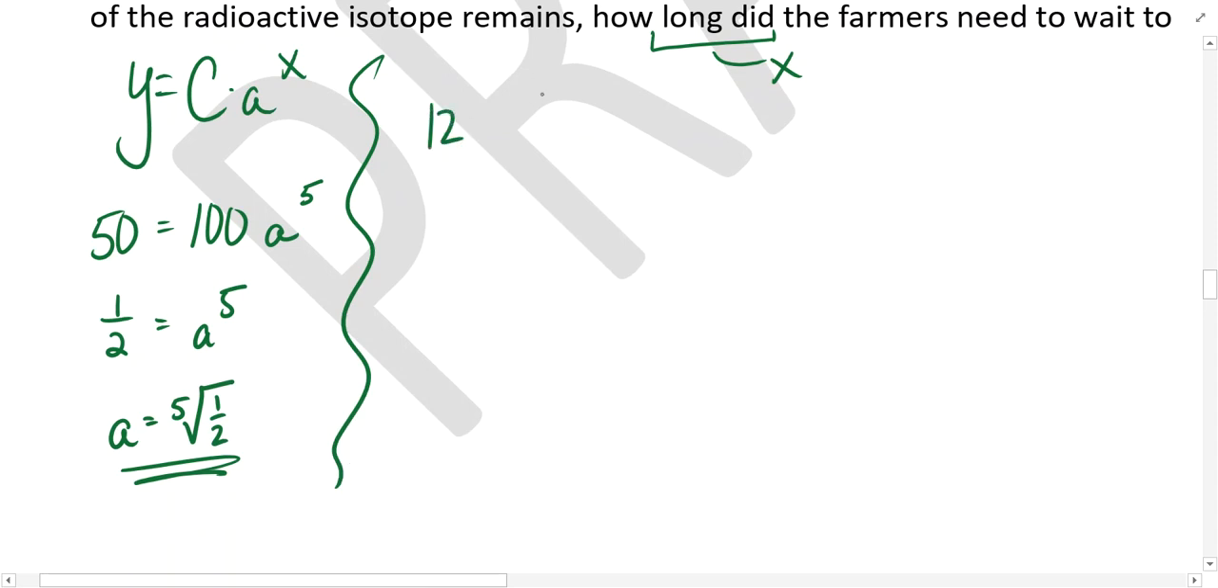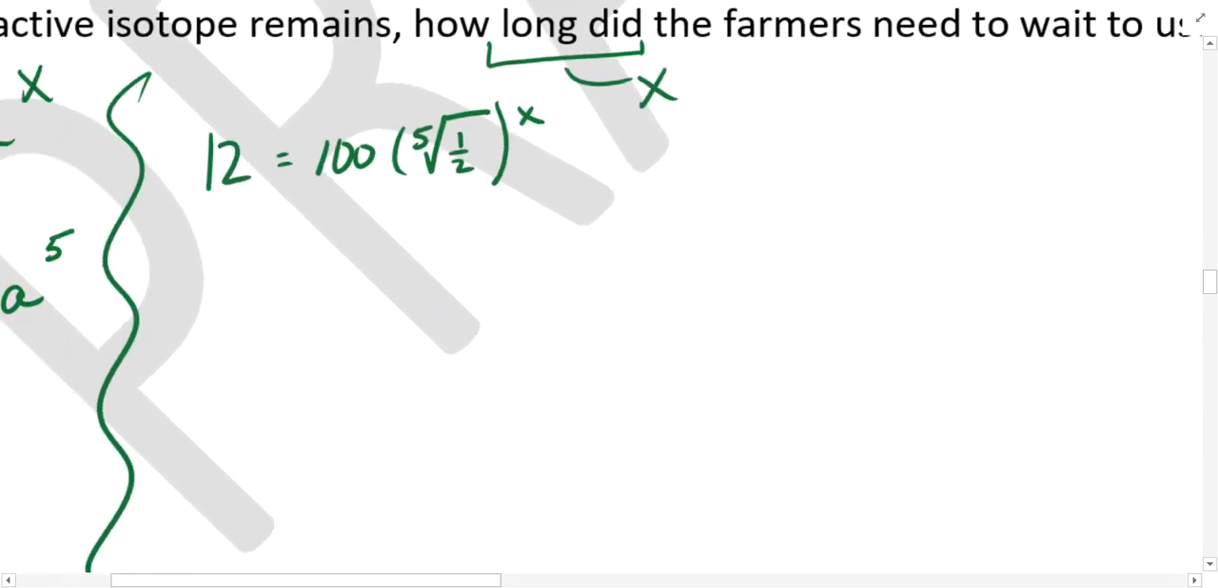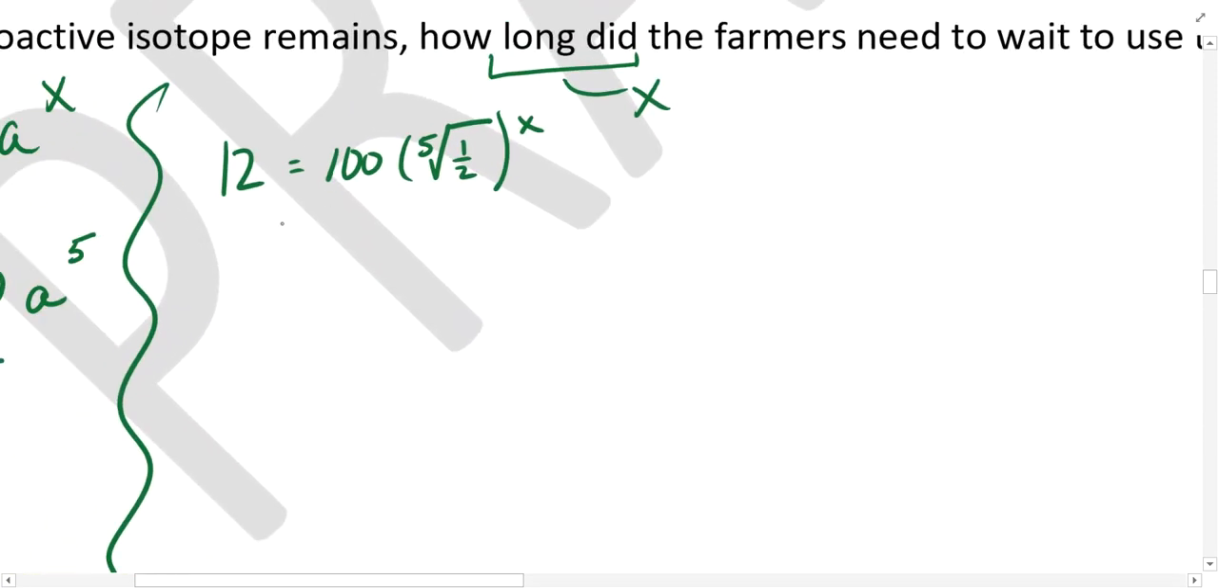So we know that the hay is safe to eat when the amount of material left is 12%. When we started with 100% that had a growth rate or decay rate of the fifth root of 1/2, we can now use our algebra skills to solve for x. So I'm going to divide both sides by 100, and I'll have 12 over 100, which could be reduced. And we have the fifth root of 1/2 that's being raised to the power of x.